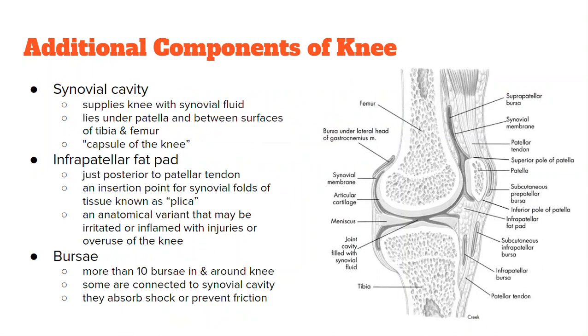Additional parts of the knee. You have your synovial cavity, which supplies the knee with synovial fluid, which also decreases friction. It lies under the patella and between the surfaces of the tibia and the femur. So it engages this unit of the knee joint with the green box. The infrapatellar fat pad is just posterior to the patellar tendon, so it's right here.